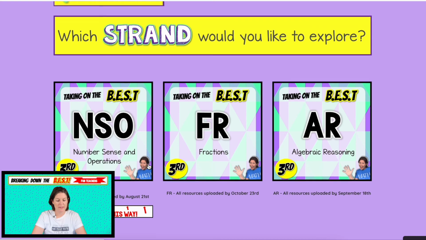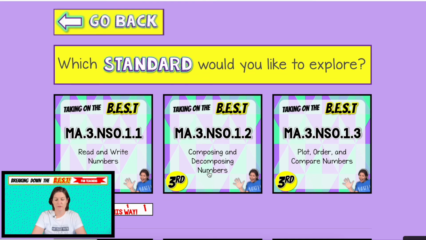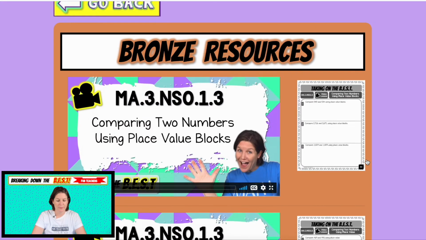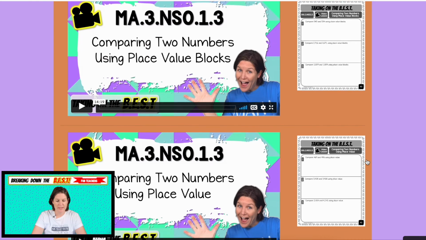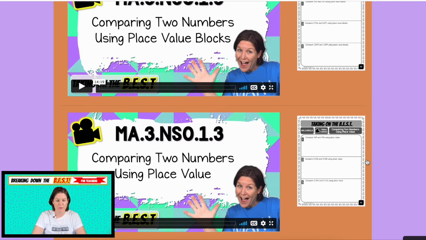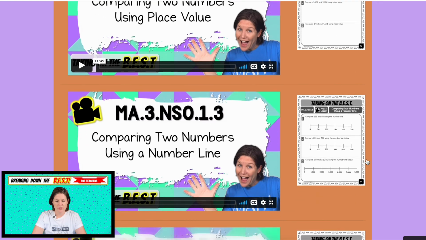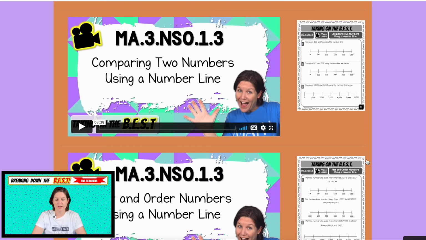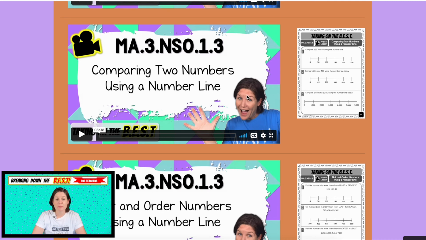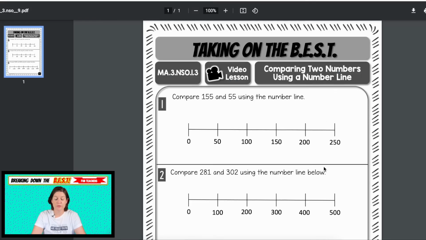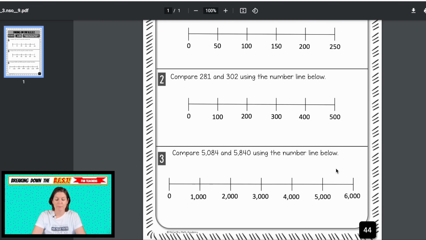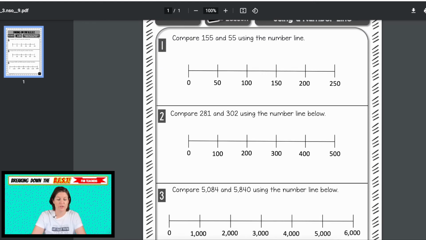And everybody should have access to this standard, but we are going to go to this standard right here, MA.4.NSO.1.3, plotting, ordering, comparing numbers. And you can see that you have access to this, which here I'll just show you. This is that 3rd video lesson, comparing numbers on a number line, but see, these are smaller numbers because they're at the 3rd grade level. But if you need to teach how to use a number line and how to plot points, this might be a good starting point, and then you can kick them up to the 4th grade version when they are ready.